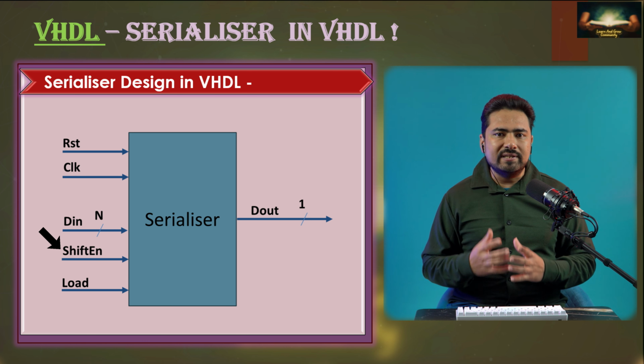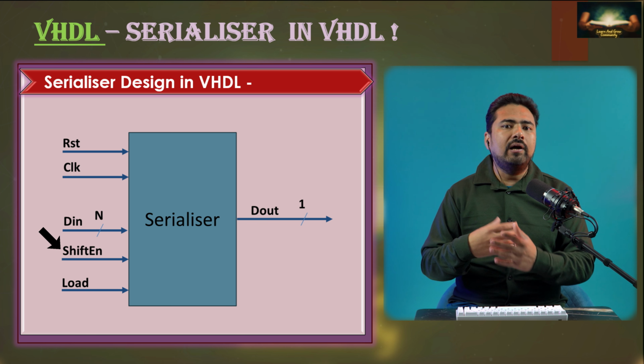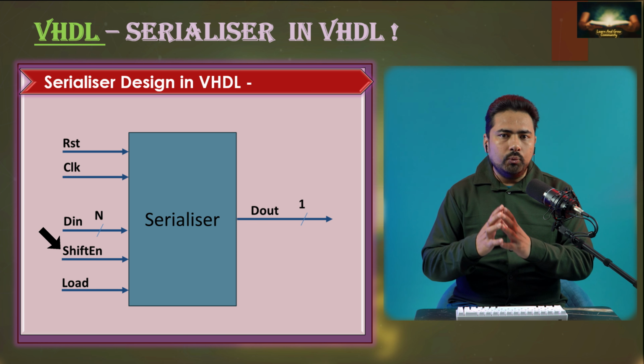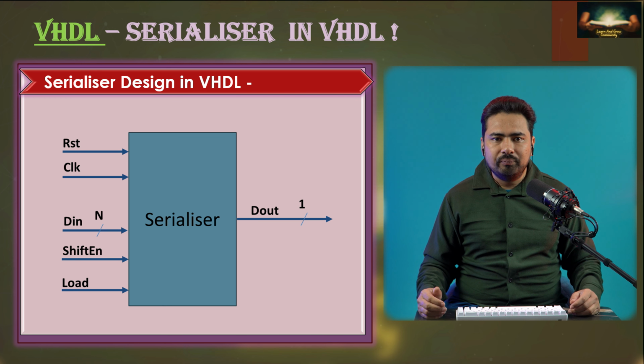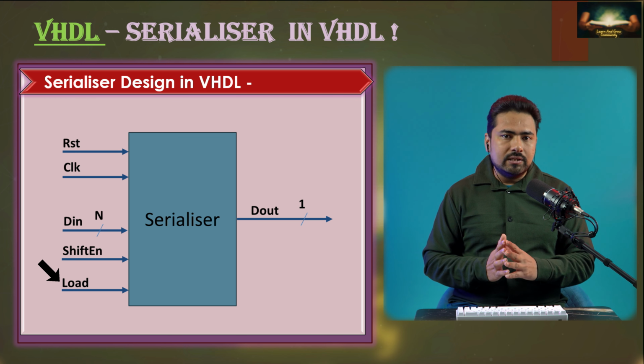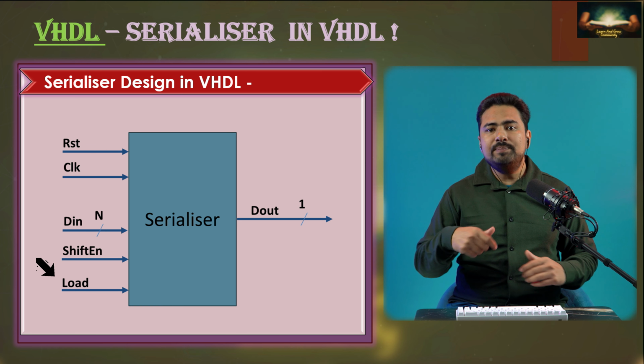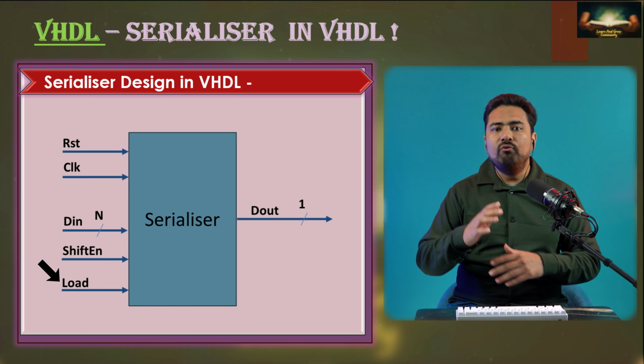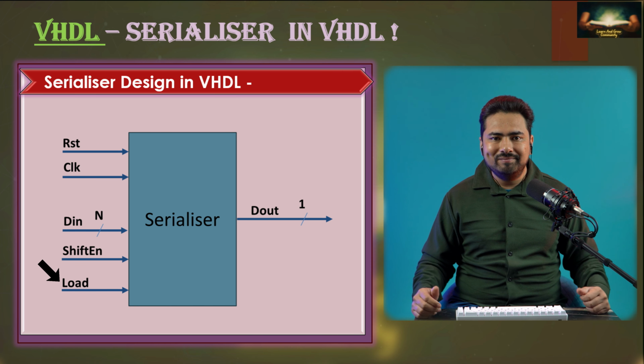Next, we have the shift enable input. Means when this port is enabled, only then will your data start shifting. So it is an additional control. At the last, we have the load input signal. This is important because when this pulse is given, your serializer will capture the parallel input data.